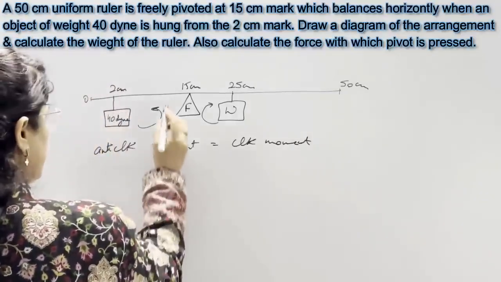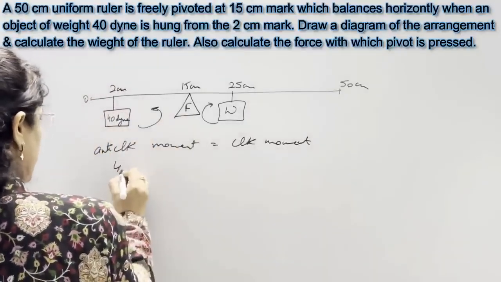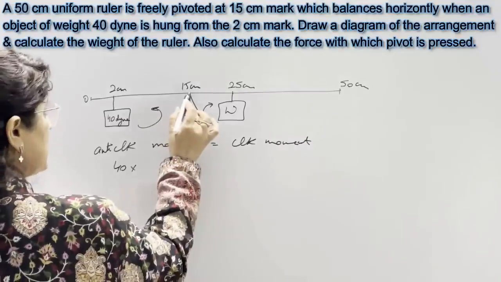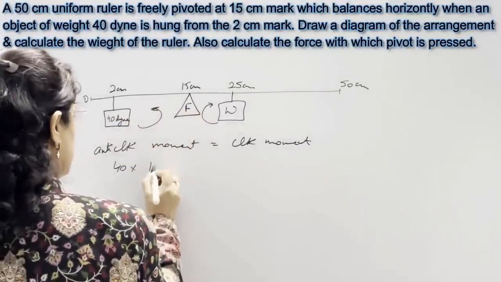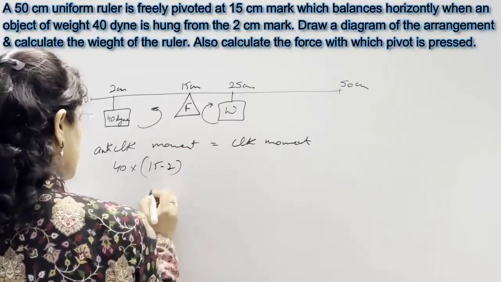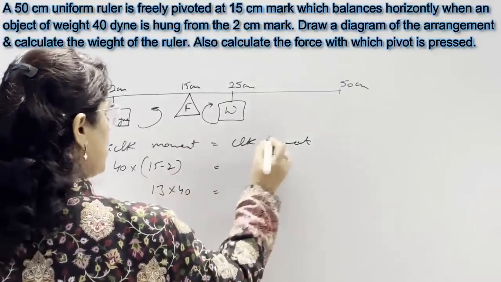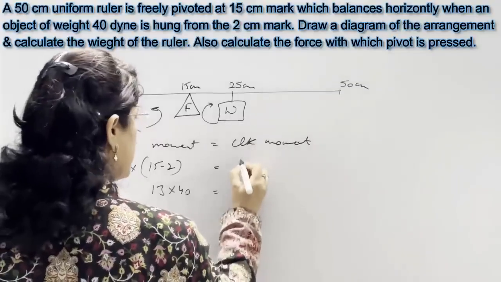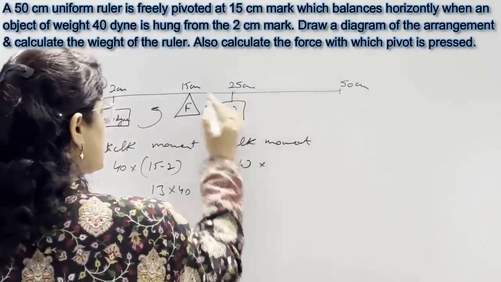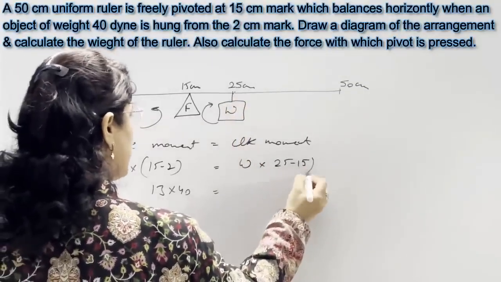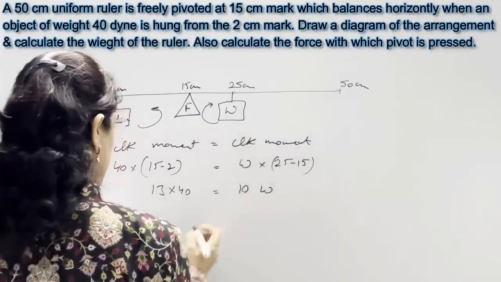Now anti-clockwise moment, what is its value? The value of weight is 40 Dyne and what is the distance? It is 15 minus 2 centimeter. It means 13. 13 into 40. And the clockwise moment is, weight is W and distance is 25 minus 15. It means 10. So 10 W.